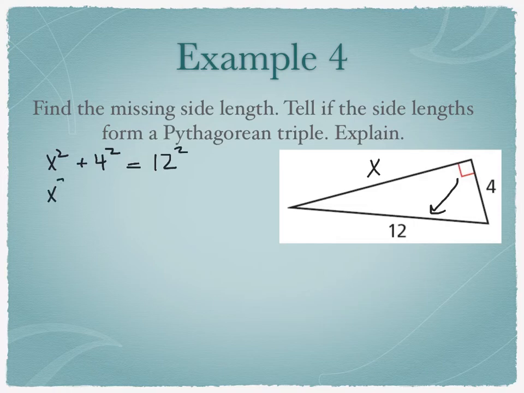So we have x squared plus, what's 4 squared? 16. And what's 12 squared? 144. So what do we do next? Subtract the 16. So we get x squared is equal to 128.